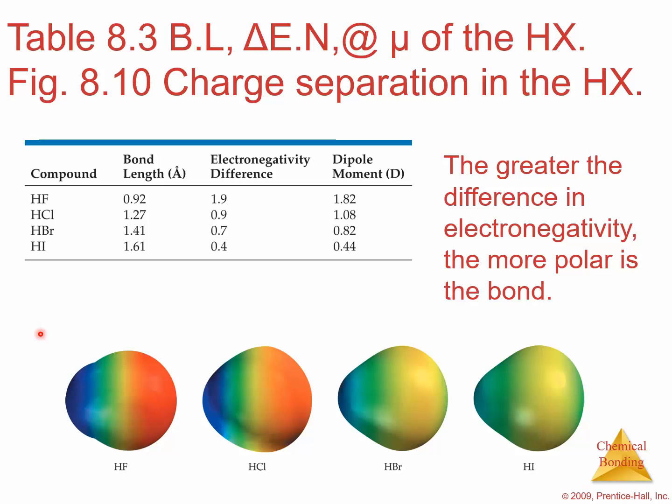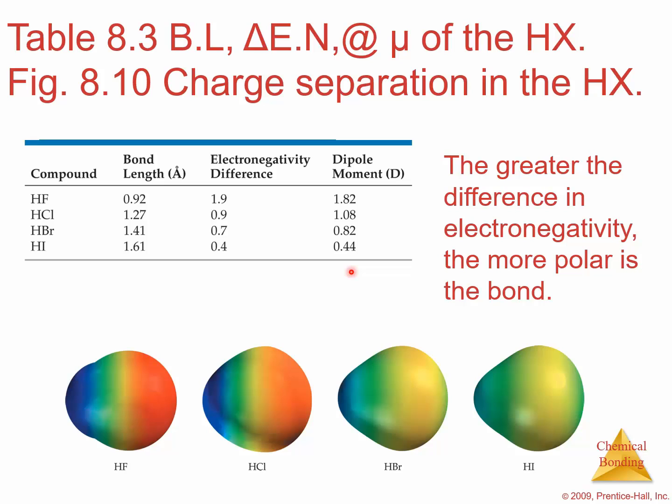Now this table, however, shows us bond lengths, electronegativity difference, and dipole moment of hydrogen halides in general. So we have here HF, HCl, HBr, HI. Notice, halides of group 7A. This is the bond length of each one in units of angstrom. Now, this is the electronegativity difference, and this is the value of dipole moment, as you can see here.